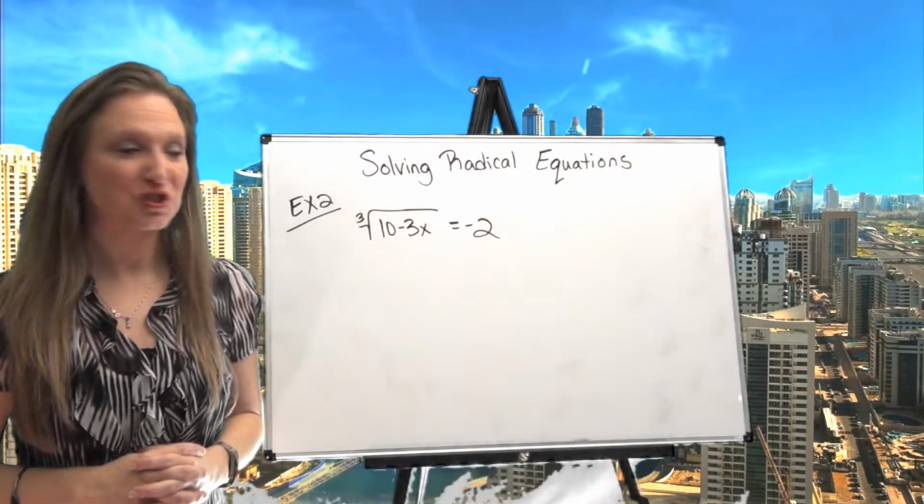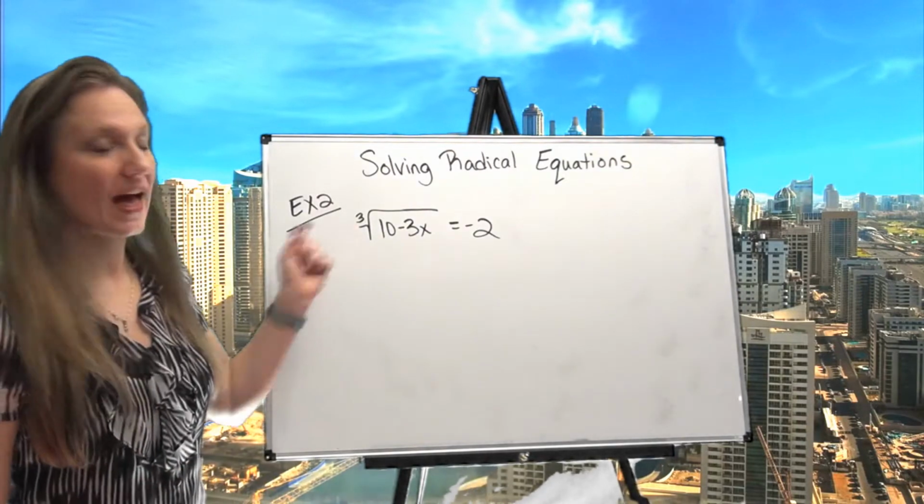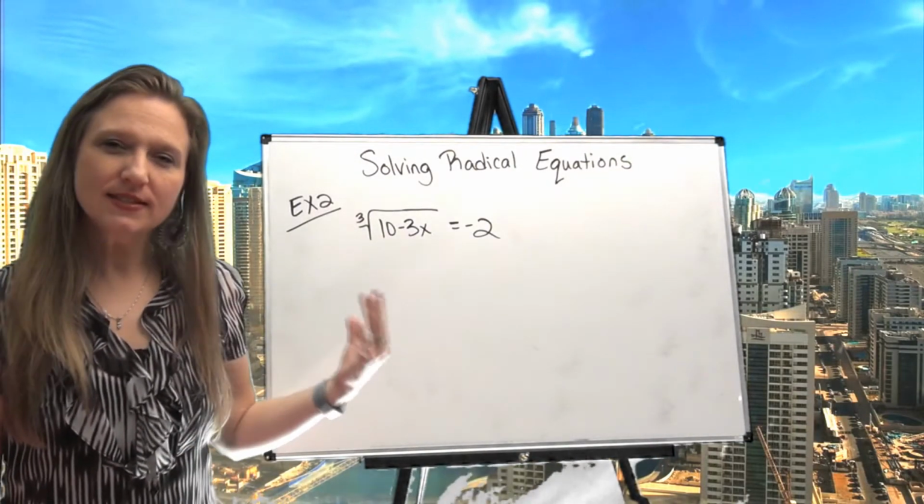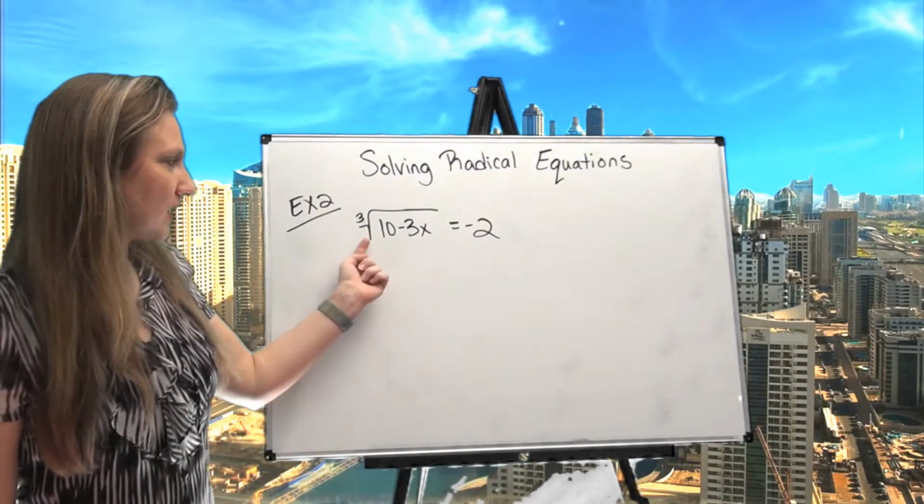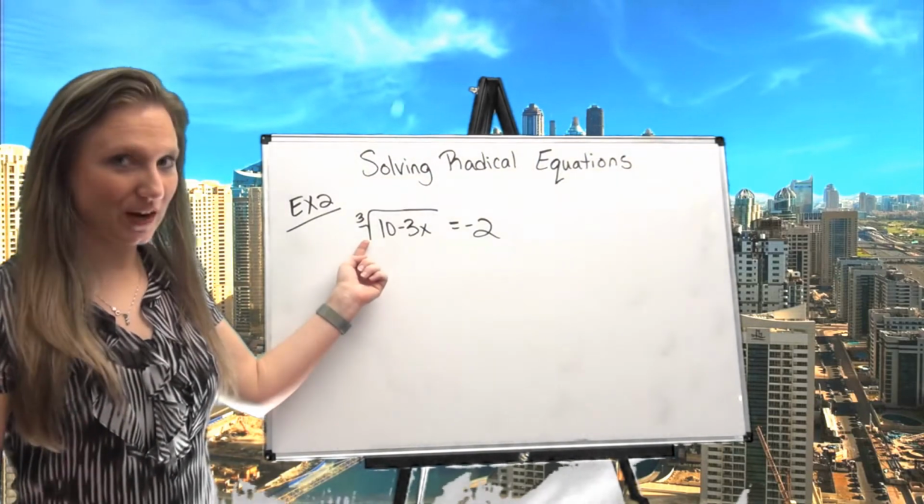All right, example 2. Notice this time we have a cube root. In the last example, we undid a square root by squaring it.